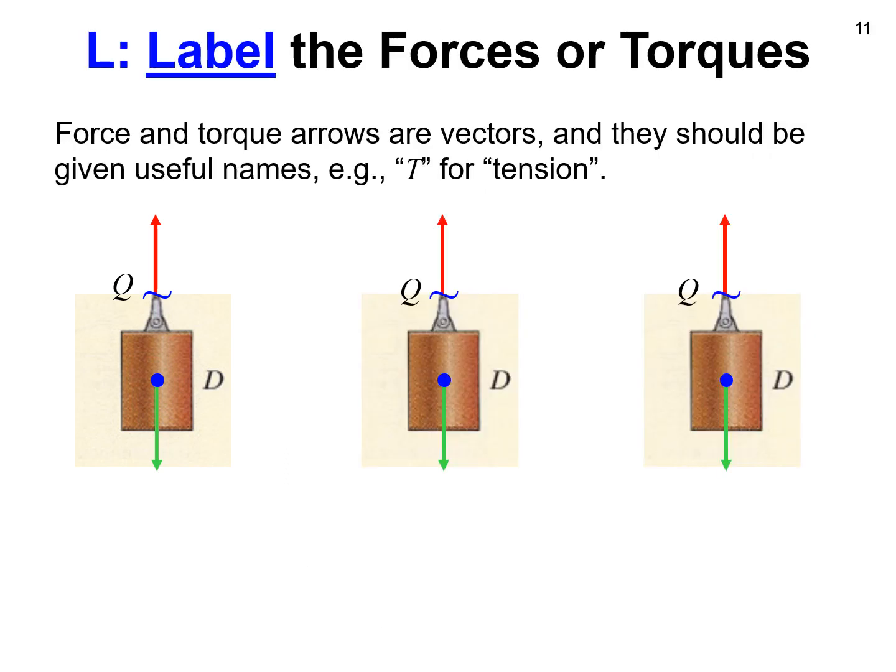Okay, the next step of our procedure is label. We're going to label every force or torque that we drew. And before we do the labeling, let me point out that force and torque arrows are essentially vectors, and they should then be given names that represent what they're doing. So you've already had some experience with our last modules on vectors. This is going to be a bit of a repeat and review of that.